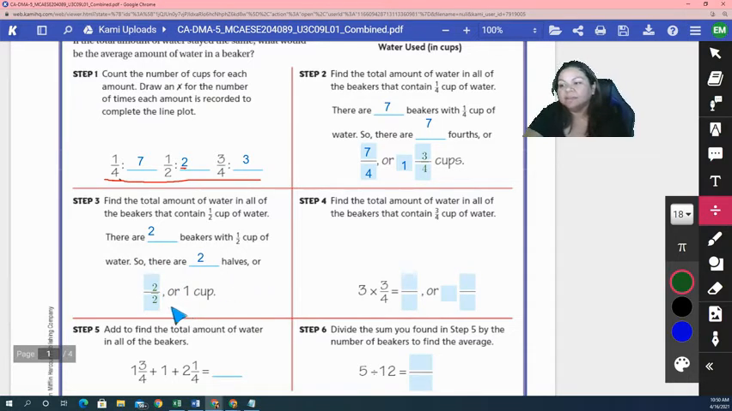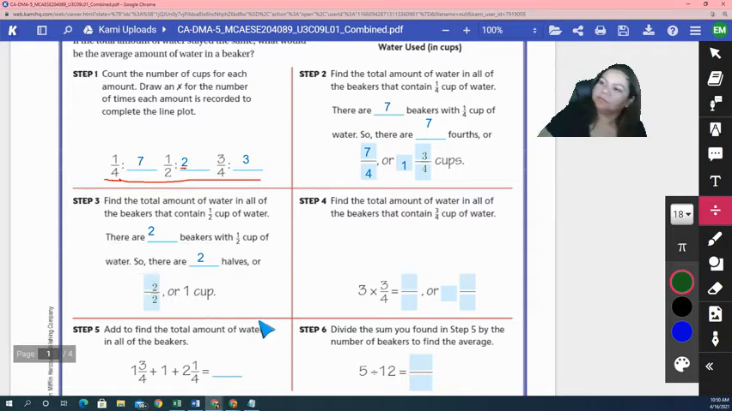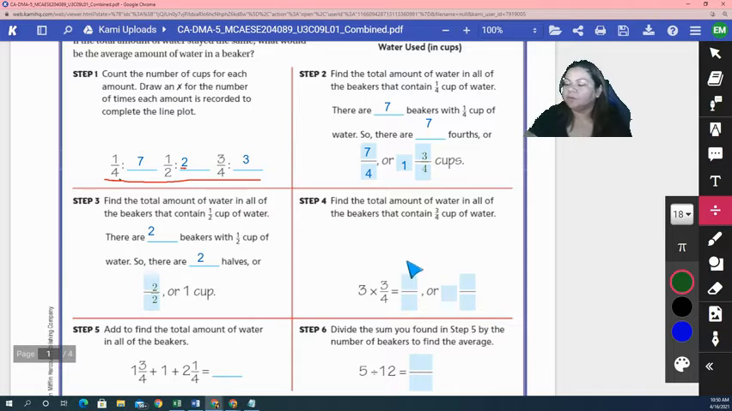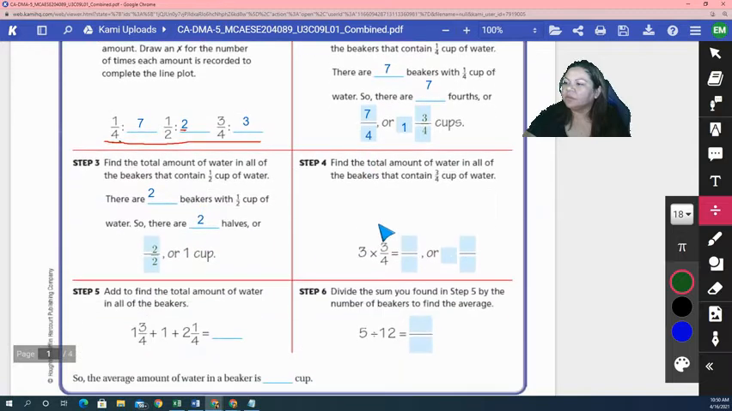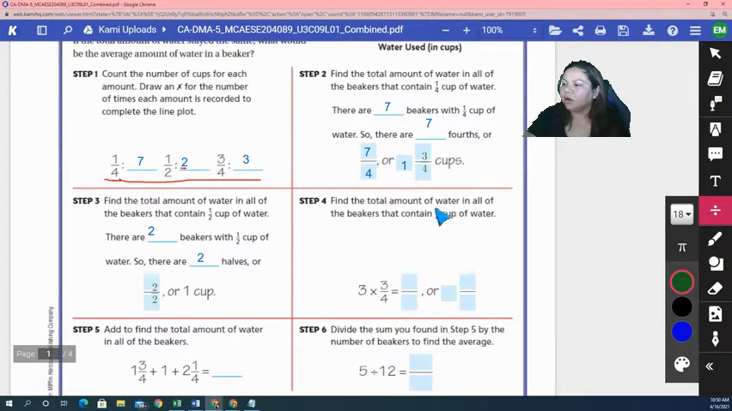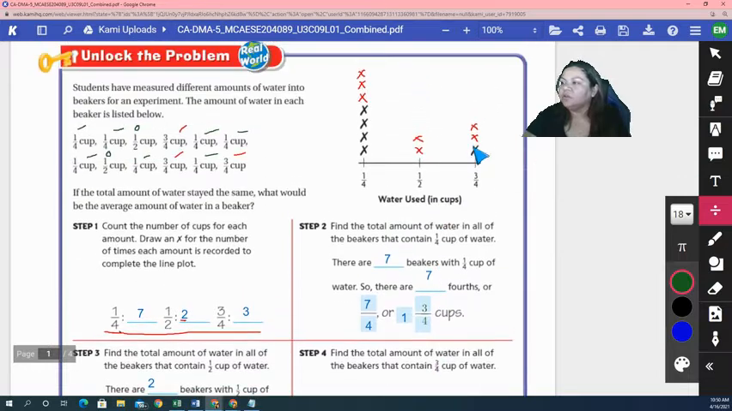Or if we simplify that, 2/2 is the same as 1 cup. Okay, now let's go to step number 4. And so now we want to find out the water in all of the beakers that contain 3/4. So we look at our line plot.